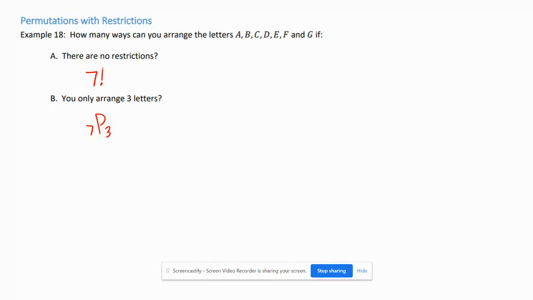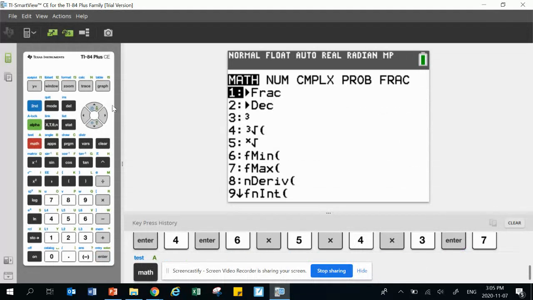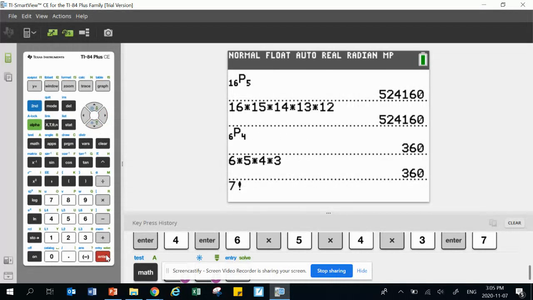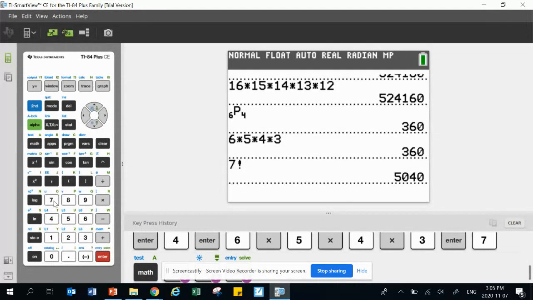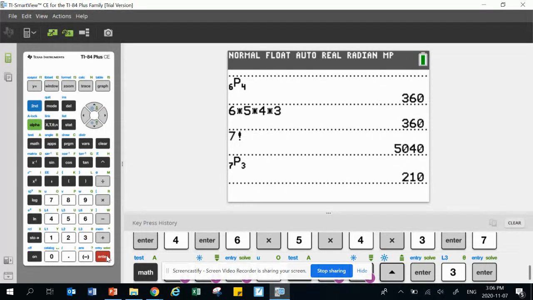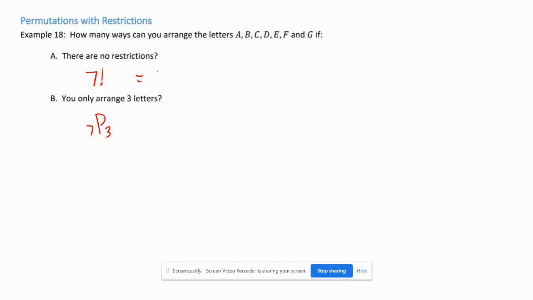Okay. I'm just going to go ahead and do this on my calculator here. So this would be 7 factorial. I would go 7, math, probability, and 5,040. And for the second one, 7 pick 3, I get 210. So this answer was 5,040. This answer is 210.